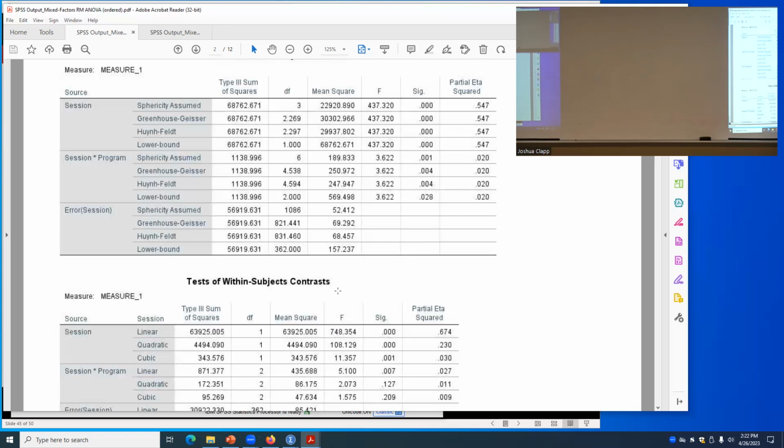So what this is saying very literally is that the pattern of means across repeated assessments changes based on program. It's essentially a moderation. Here we're thinking about program as the moderator of this pattern of means across repeated assessments.